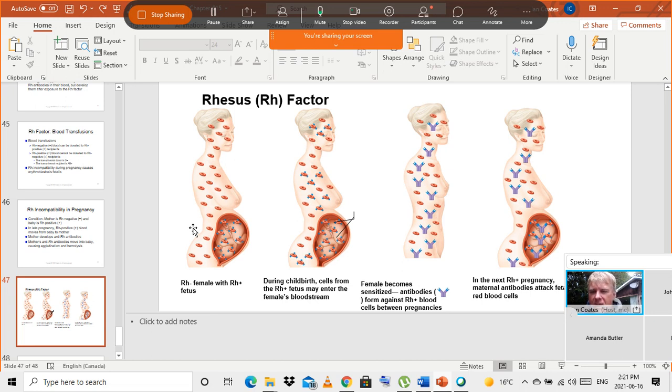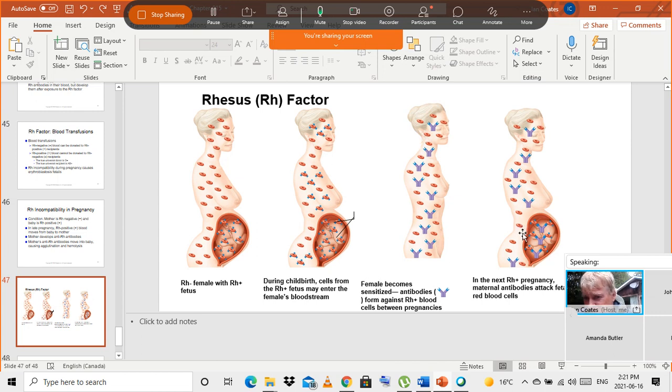But mom has now been exposed to Rh positive. No problem, except for the second child. During this process, baby is Rh positive, mom is Rh negative. During gestation, the baby's growing, development, everything is fine. But in the meantime, mom is developing an immunity, antibodies to Rh positive. Baby's born, but now mom has antibodies for Rh positive floating through her.